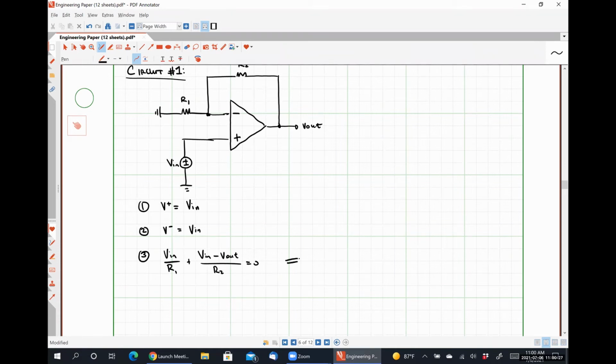All right, and so with a little bit of algebra, I could rearrange this, and I would find that V out is equal to negative, so actually, I'm sorry, that's not correct. 1 plus R2 over R1 multiplied by Vn. So this is our input-output relationship for this particular circuit. I'm going to put a box around it.